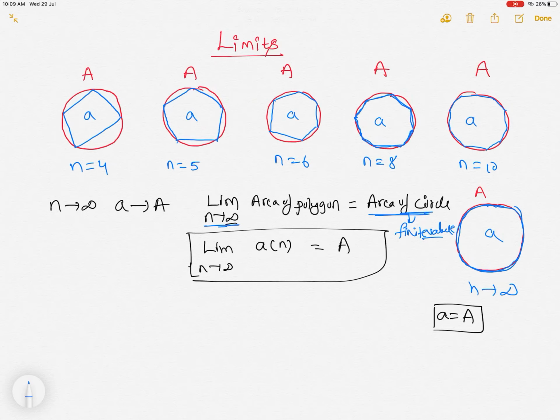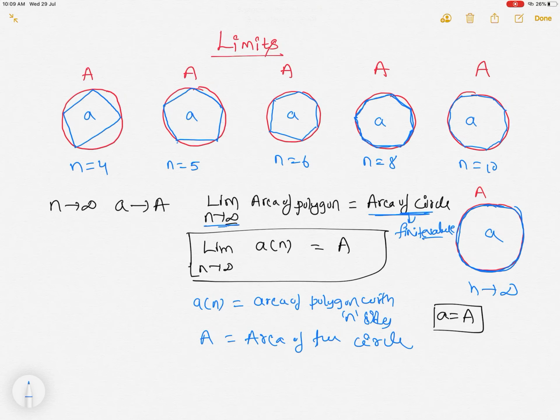So here we can conclude, a of n is the area of the polygon with n sides. Here A is the area of the circle. Finally we conclude that this is where we will apply limits in real life. In real life we will apply it like this only.